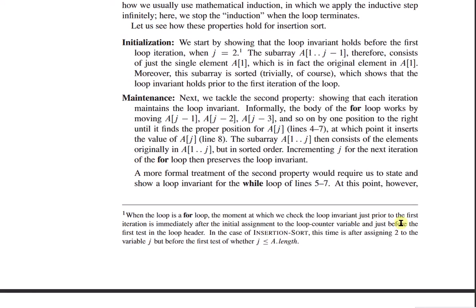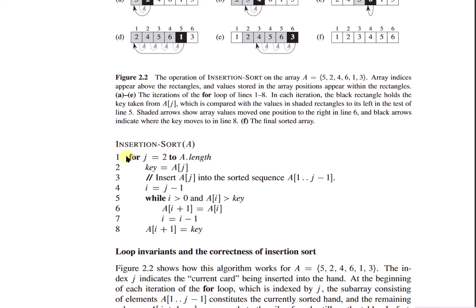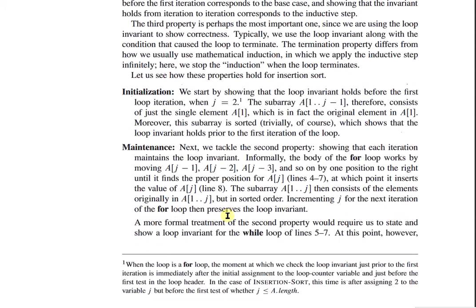The loop is a for loop. The moment at which we check the loop invariant just prior to the first iteration is immediately after the initial assignment to the loop counter variable and just before the first test in the loop header. In the case of insertion sort, this time is just after assigning 2 to the variable j, but before the first test of whether j is less than A.length. So we are initializing j equal to 2. We then have to check, in the programming language which we choose, if it is less than A.length, and then we proceed, and then we increment the j value.